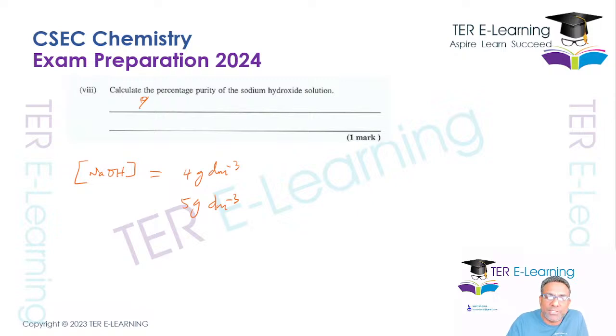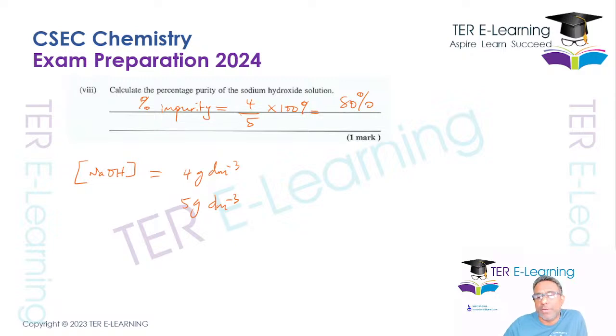So the percentage purity, and some of you may have done this as a lab in school, is really only 4 grams of actual sodium hydroxide divided by the total mass of the salt that they added. So it's 4 over 5 multiplied by 100%. And that's going to give us an 80% purity.